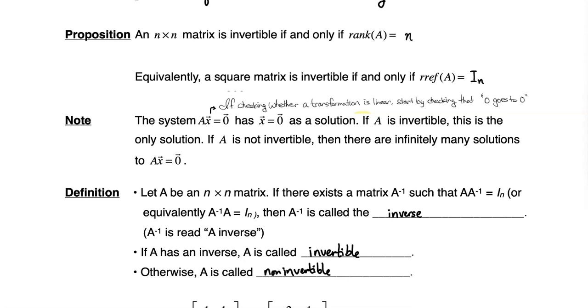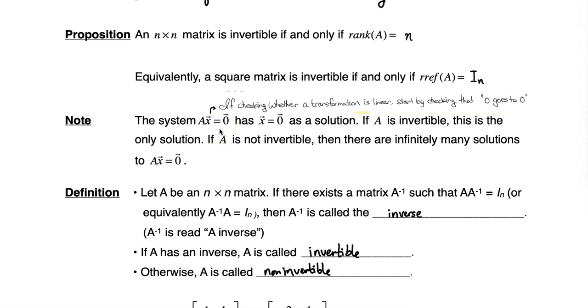It's also a good first step for checking if a transformation is linear. One of the first things you can do is plug in x equals 0 and see that you indeed get 0 as an output. If it's not, then the transformation is not linear. For example, with lines in the plane y equals ax plus b, if b is not 0, then this is not a linear transformation in the sense of linear algebra.